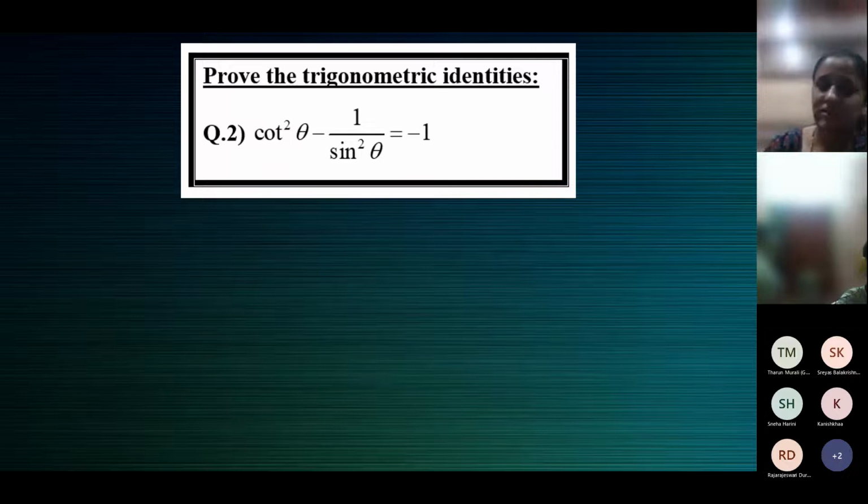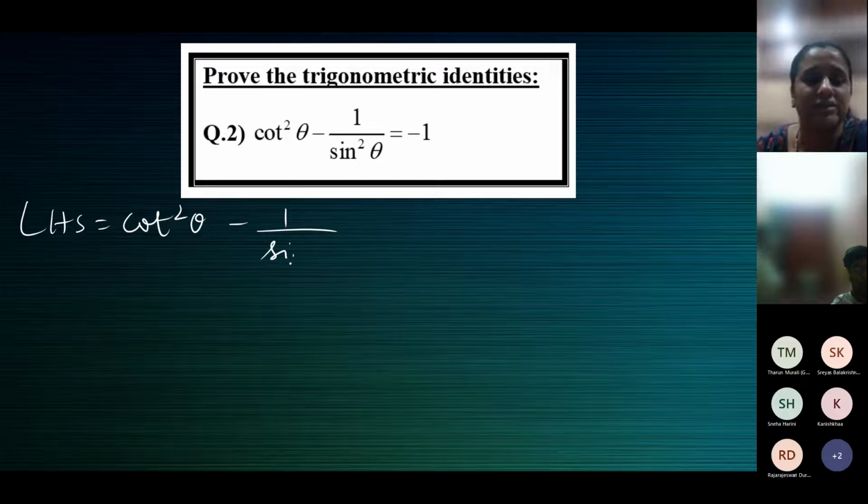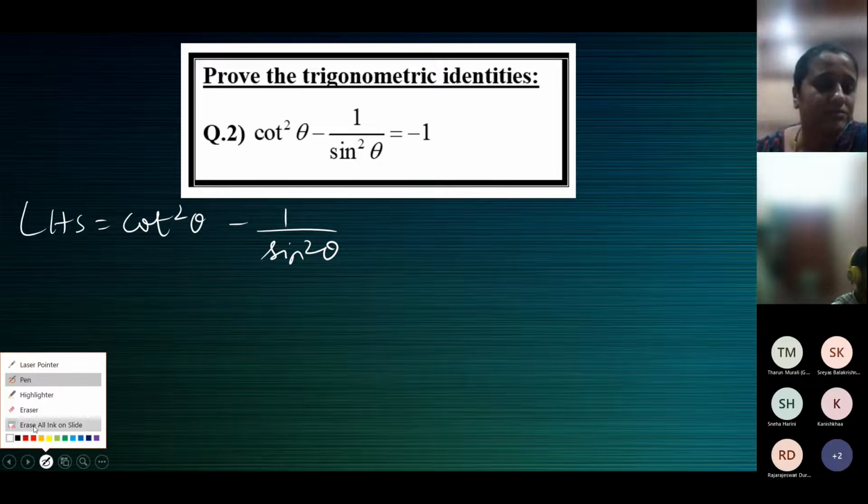Right. See the next one. So take up the LHS, cot square theta minus 1 by sine square theta. This is similar to the earlier one. Next, what is 1 by sine square theta? What is 1 by sine square theta?